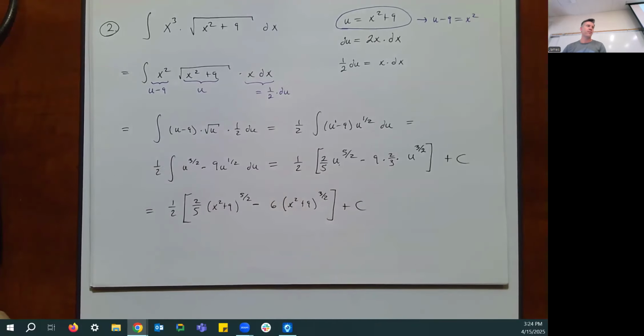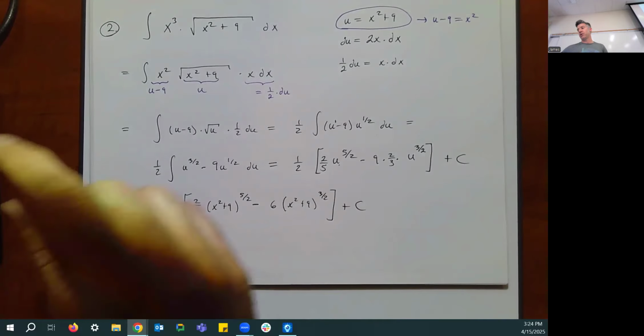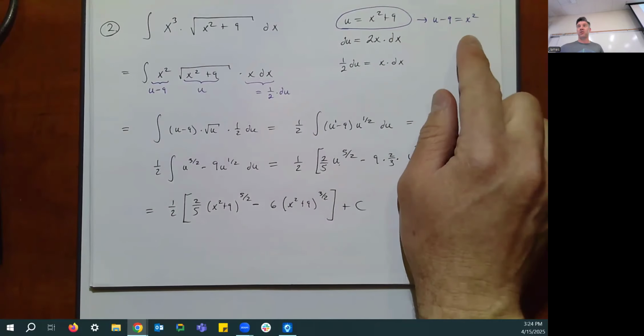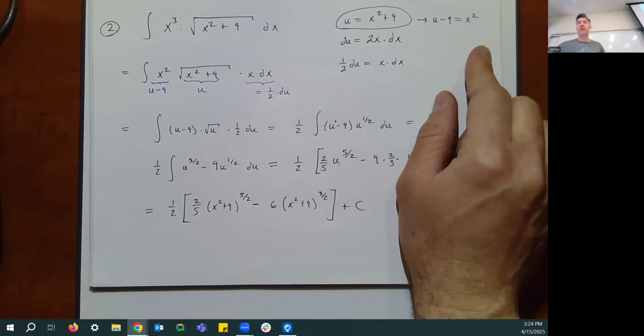Let's see. So those are two examples of u substitution with back substitution. When there's leftover x's, that's when you have to go back and look at what u is equal to and isolate x or some x to some power and then plug it back in.